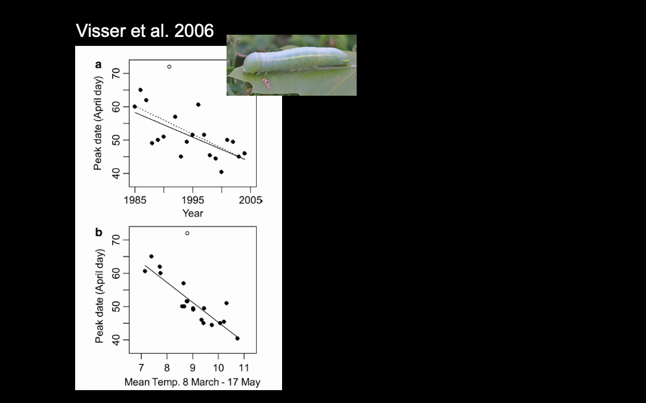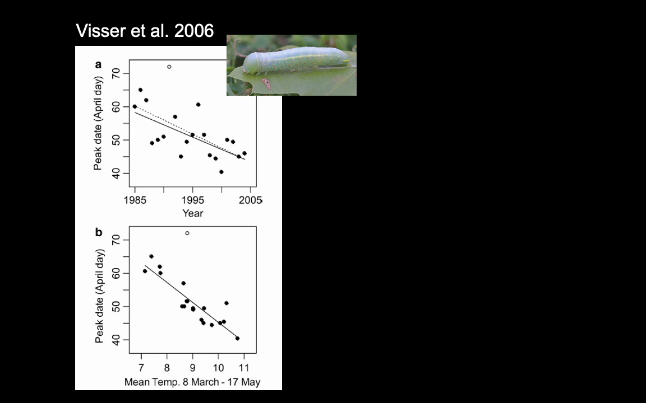And so if April 1st is day 0, that means at 60 we're talking about end of May-ish. So into May for the peak. And then all the way here in 2005, we're at 45. And so it's advanced about 2 weeks. So now we're looking at the beginning-ish of May.